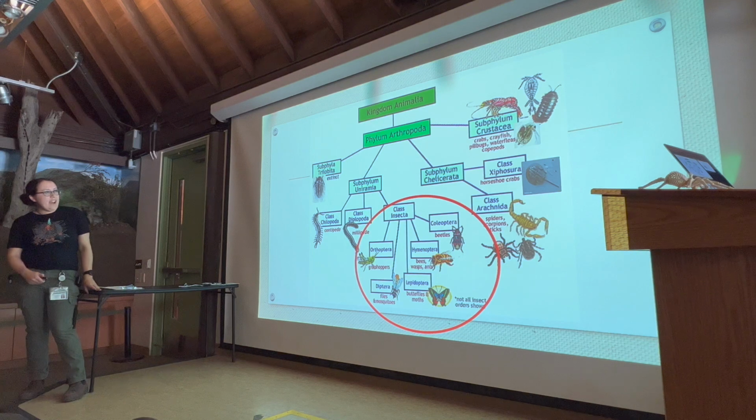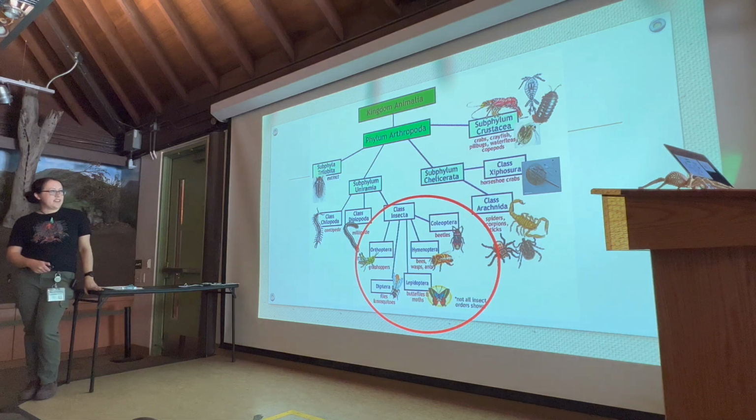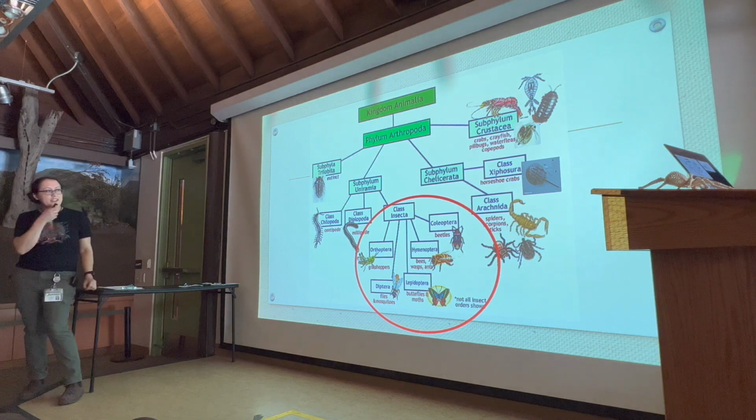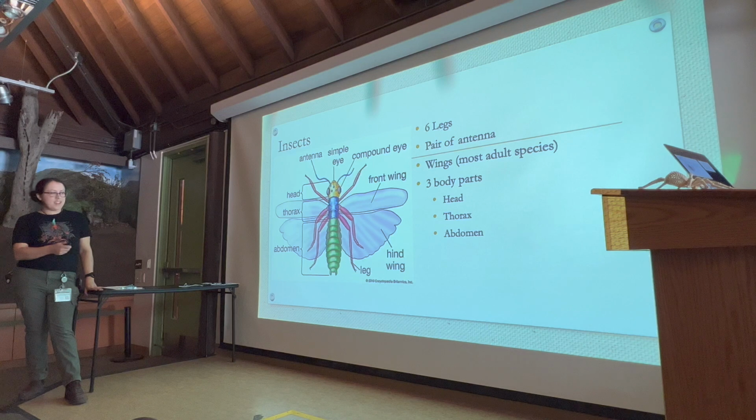So now we have the insects. That's the big group. That's what we mostly think of when we say bug, but typically the term for all of them is insect. There is one group called bugs, which we'll get to. So the main thing with insects is they have 3 body parts, 6 legs, and sometimes wings.